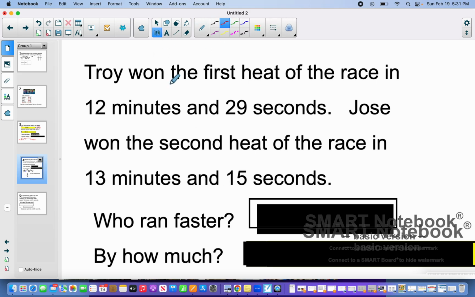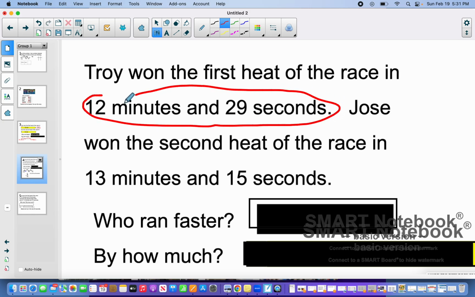Okay? So it's always helpful to circle information. This is Troy's time. Okay, you can even label it. You can make a little chart, draw a table. You could say Troy's time, Jose's time. And that's always good to slow your brain down because sometimes we go so fast and we're just going to pick the larger number, the greater time, and that's not always the correct thing.